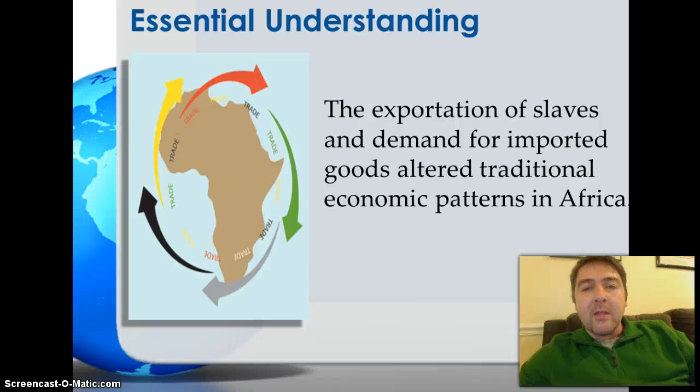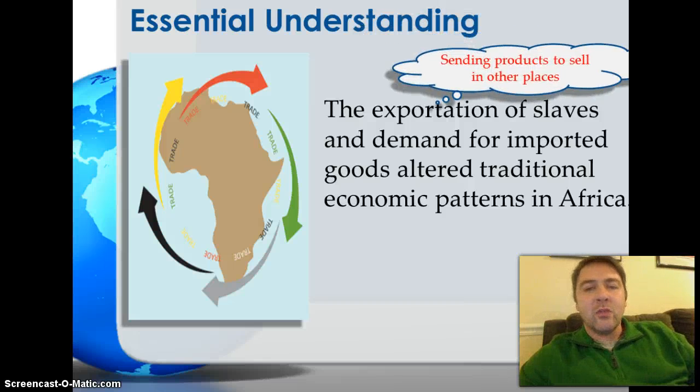In order to answer this question, the understanding we really want here goes back to the slave trade. The idea that the exportation of slaves from Africa and the demand inside of Africa for imported goods is going to alter the traditional economic patterns that had been found inside of Africa.